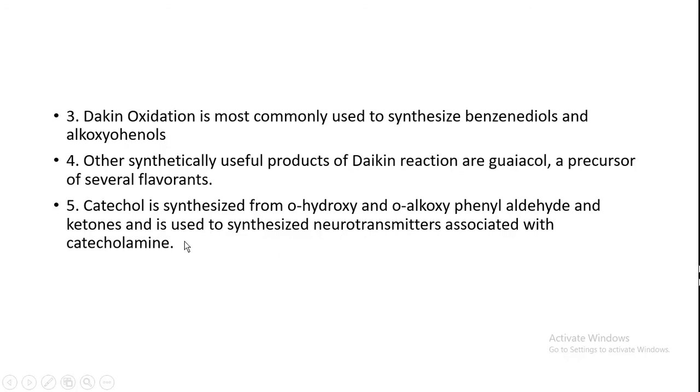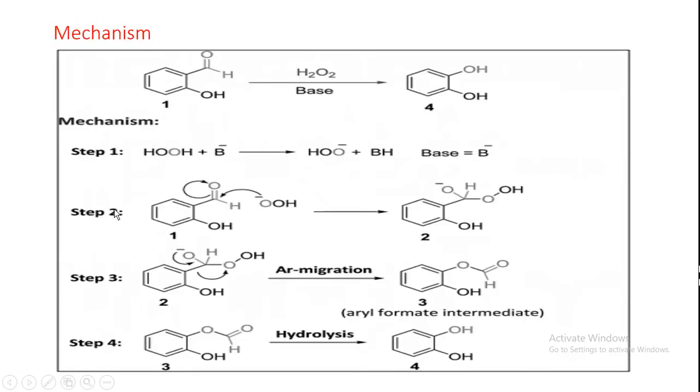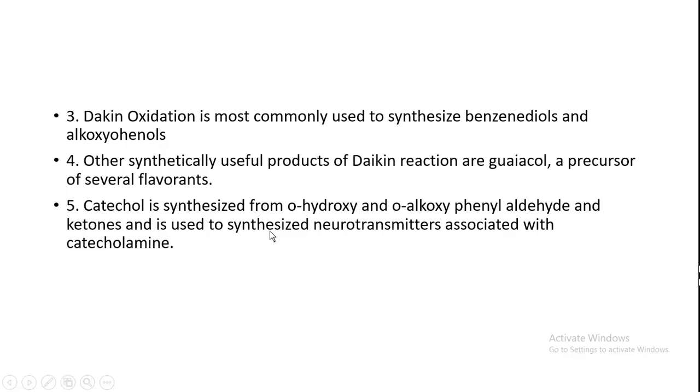So all those, adrenaline, noradrenaline, epinephrine, these are catecholamines. So this catechol, we know the structure of catechol is this, so catechol is synthesized by using the Dakin reaction.